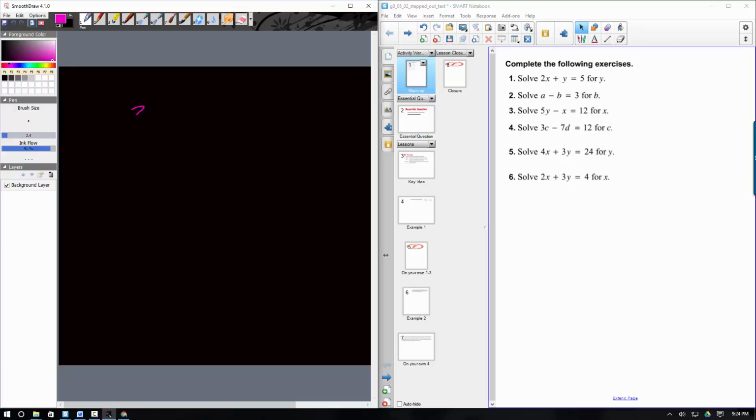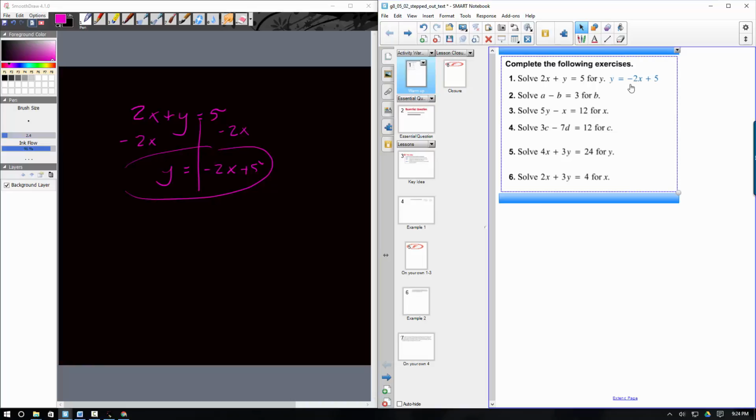So if I have 2x plus y equals 5, and I want to solve for y, I have to subtract the 2x, right? So minus 2x on this side, draw my line, minus 2x on this side, and now I have y equals negative 2x plus 5. And now I have solved for y. So that's how you do the first one. So now I want you to pause this and try to solve for the various variables it's asking for.